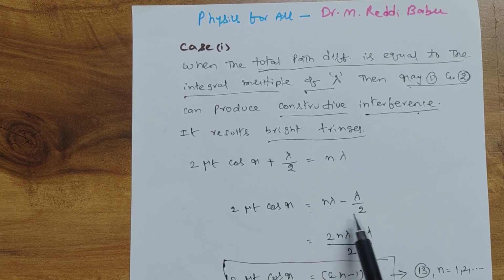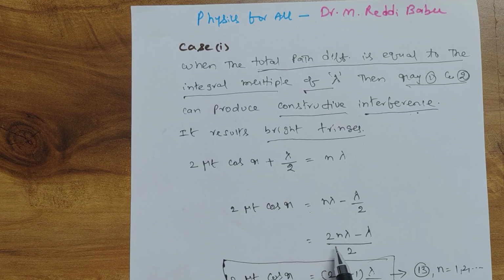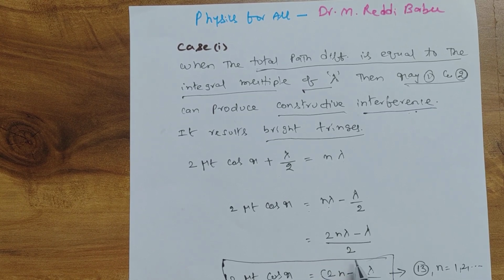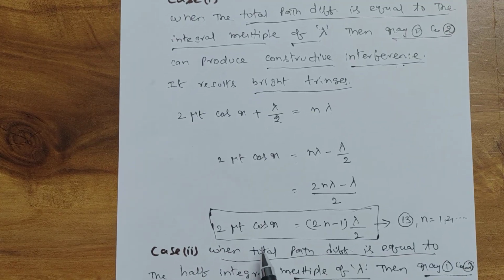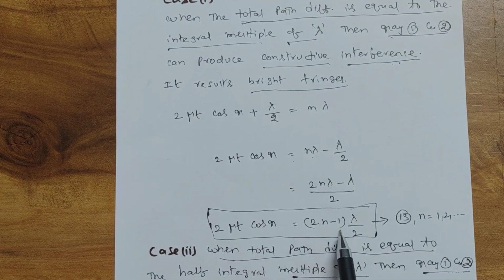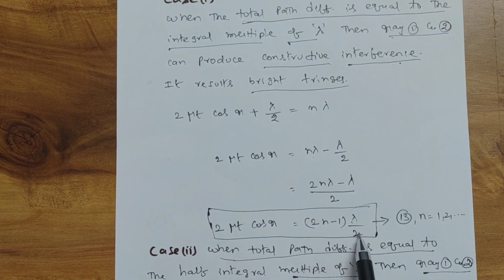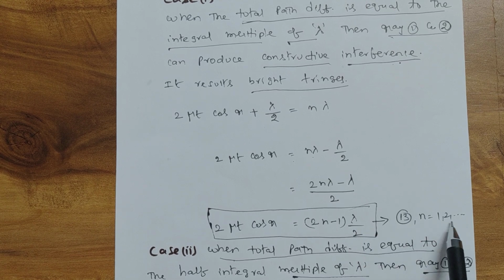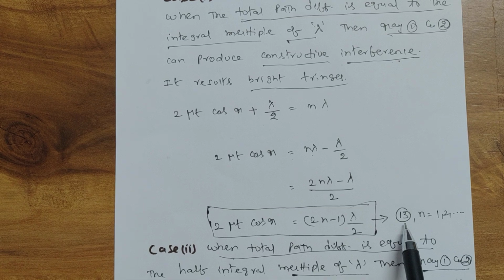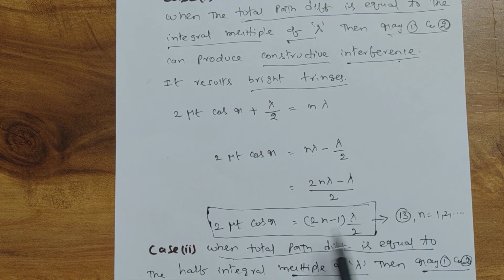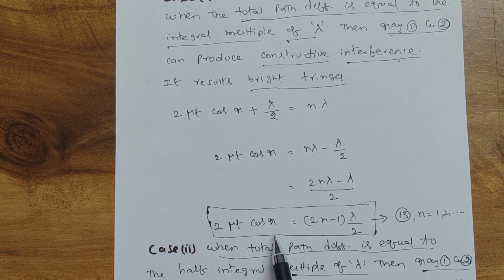Take 2 as LCM, and this equation becomes 2n lambda minus lambda divided by 2, and finally we can write this equation as 2 mu t cos r is equal to 2n minus 1 into lambda by 2, where n is equal to 1, 2, 3, 4 and so on. This is equation number 13. This equation is used for getting the condition for the bright fringes.